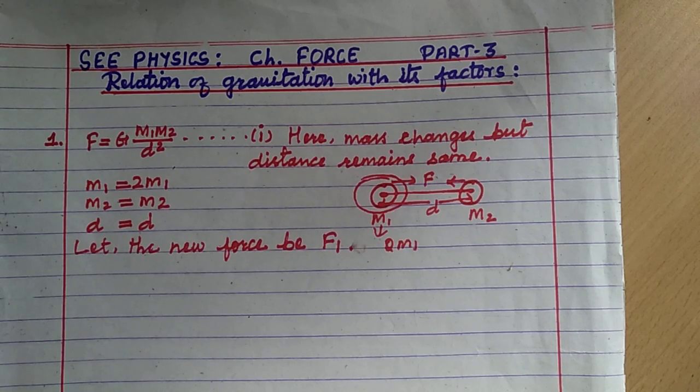Now in this part, we are going to study the relation of gravitation with its factors. We are going to see the variation in gravitational force with the change in its factors. Now we'll see the first case.